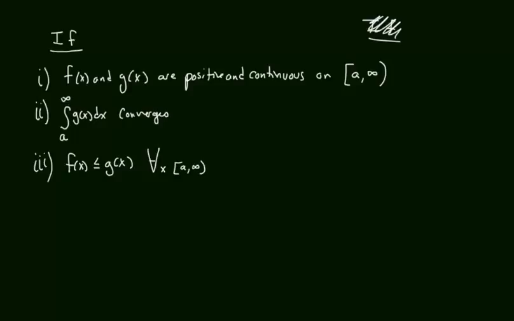The upside down A means for all. Then, so here's my then statement. If all three of these are satisfied, 1, 2, 3, then the conclusion can be made. Can you tell me what conclusion can be made? The integral from a to infinity of f of x dx converges also.